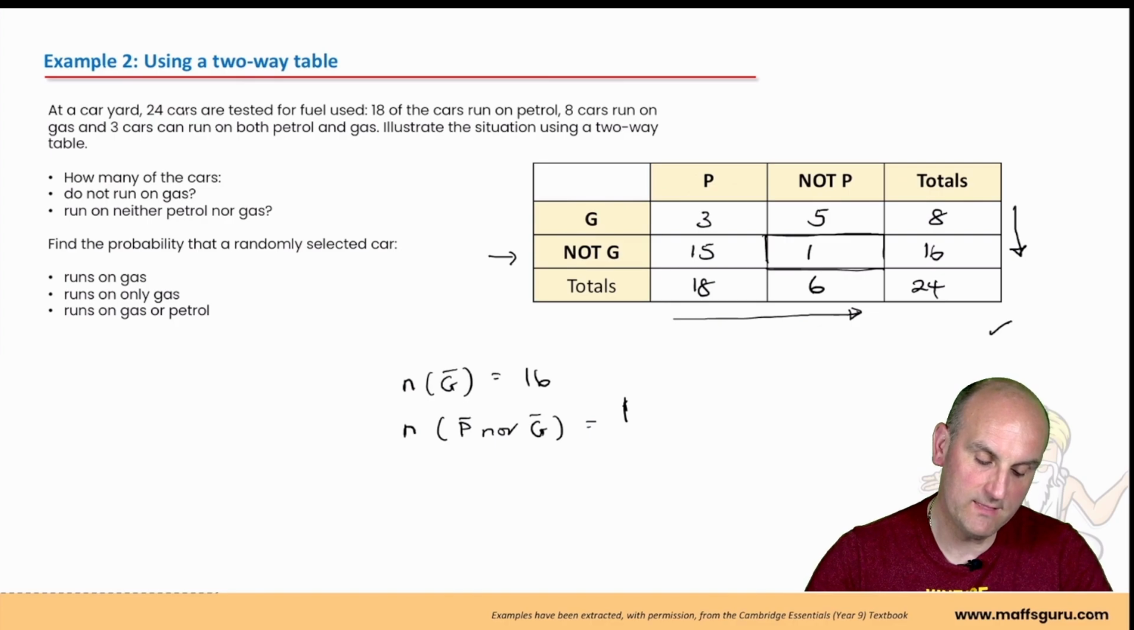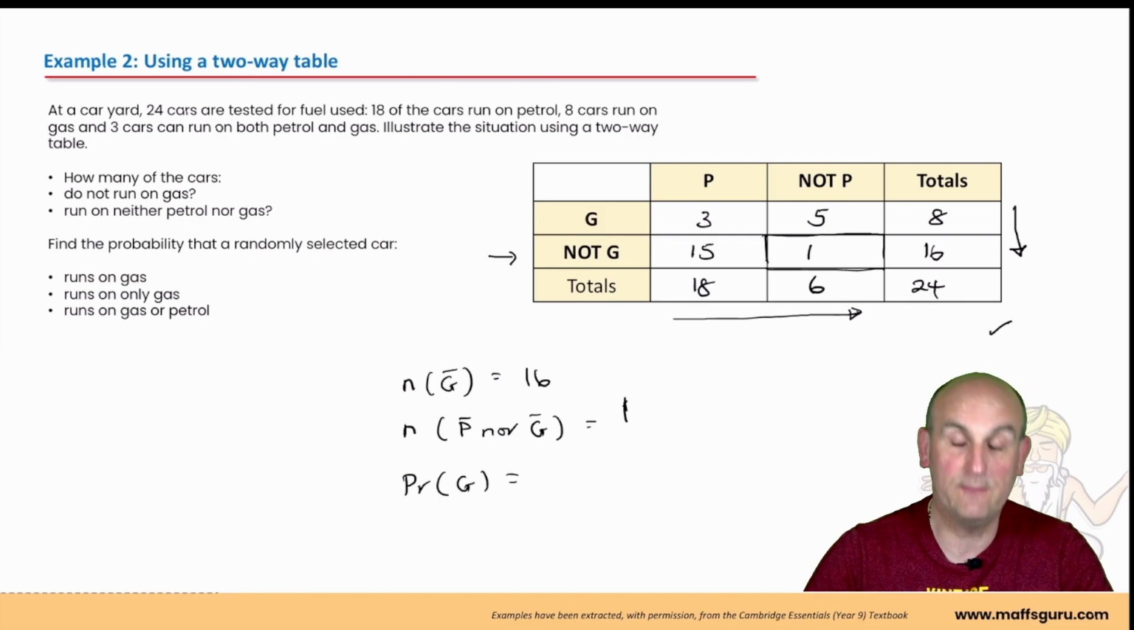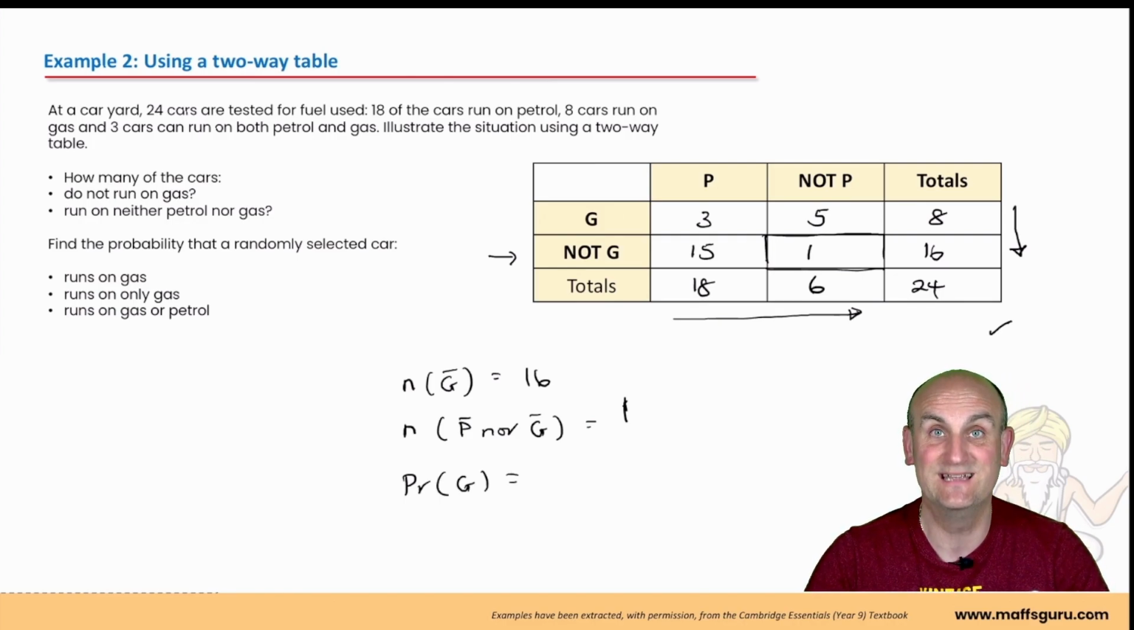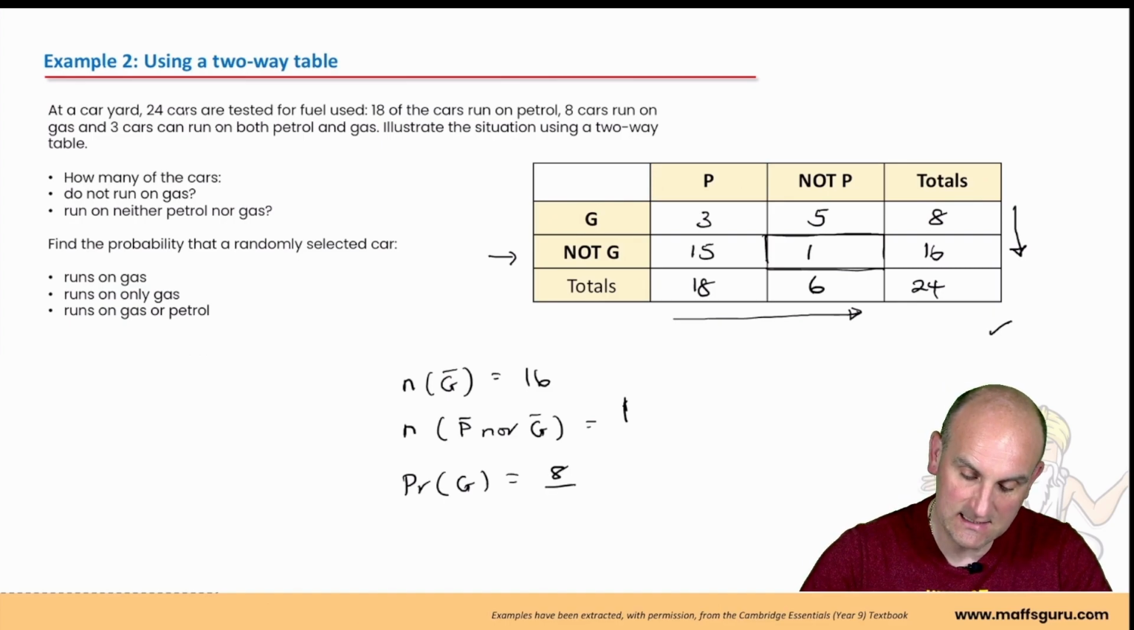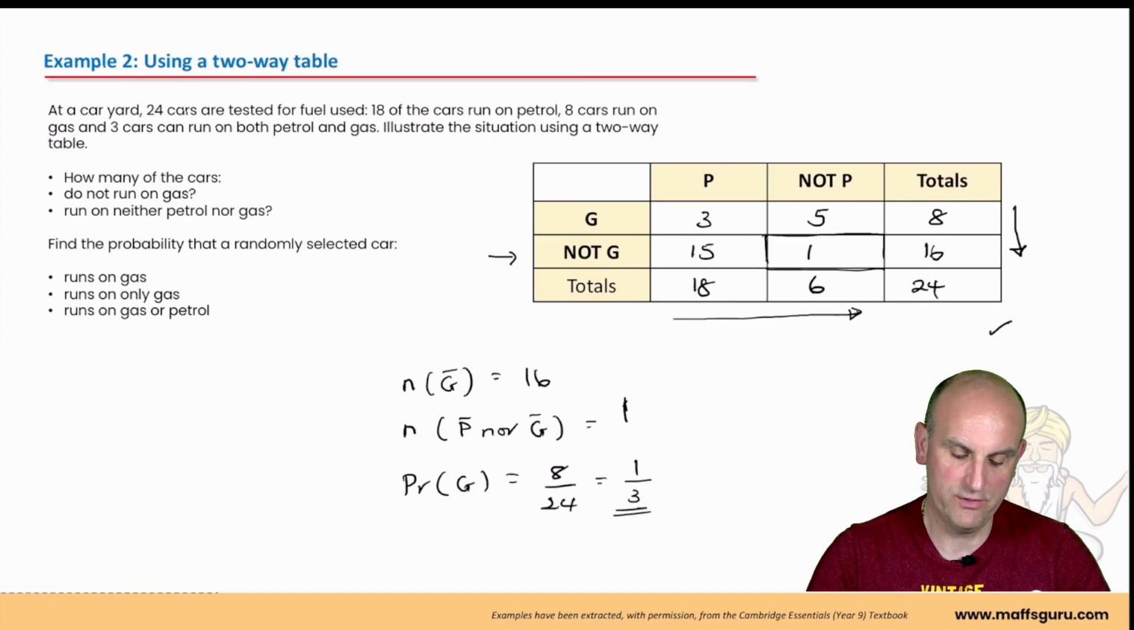All right, so find the probability that a randomly selected car runs on gas. So now we want the probability of running on gas. Well, how many cars run on gas? 8. So that's going to be 8 out of 24. Well, both those numbers divide by 8. That's going to give me a probability of 1/3.